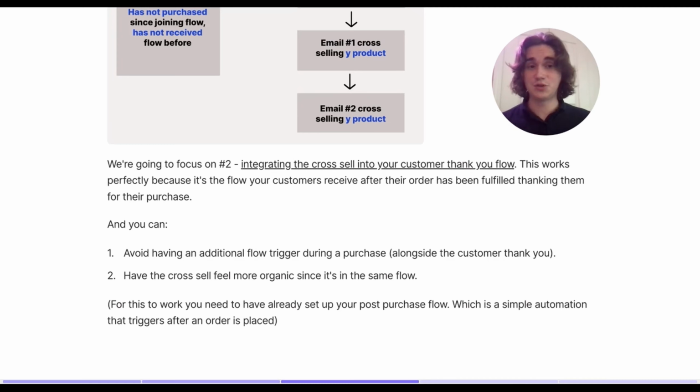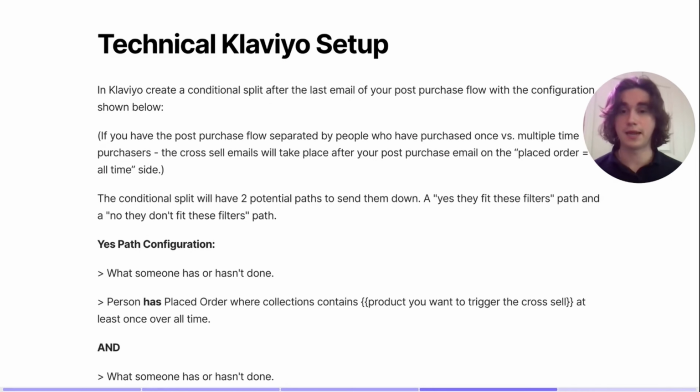So let's get into how to actually set it up in your Klaviyo account. Let's get technical and explain how we set up this automation within Klaviyo. What you're going to do is go to the end of your post-purchase flow, after the final email in it has been sent, and create a conditional split. A conditional split has two potential paths that you can send someone down. It has a yes, they fit the filters of this conditional split path, and it has a no, they don't fit the filters path, right?